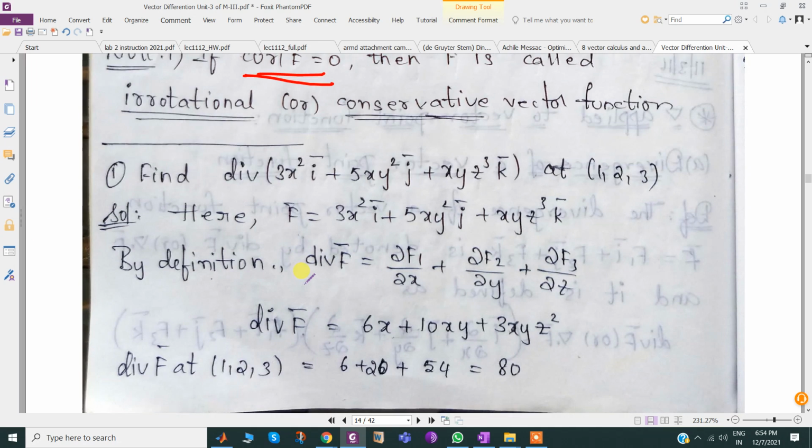Now let us see that. Div means del dot is applied on a vector. That's the reason a vector was given. So f bar is taken as 3x squared i bar plus 5xy squared j bar plus xyz cubed k bar. Then div f bar, that is del dot f bar, is del f1 by del x, the component of i bar, plus the component of j bar differentiated with respect to y, plus the component of k bar with respect to z. If I simplify, I may get div f bar, and a point is specified. At the particular point where I am supposed to calculate, you substitute x equal to 1, y equal to, z equal to 3 in this.